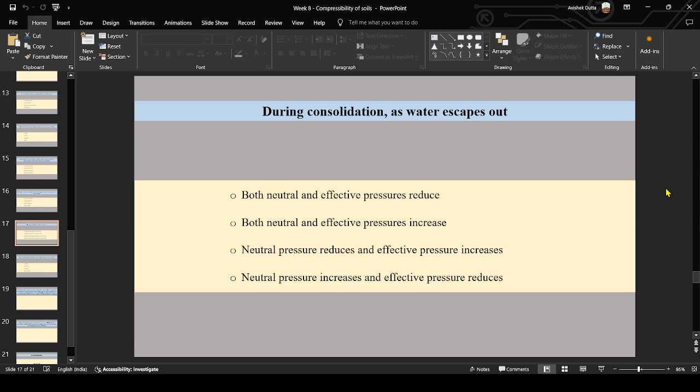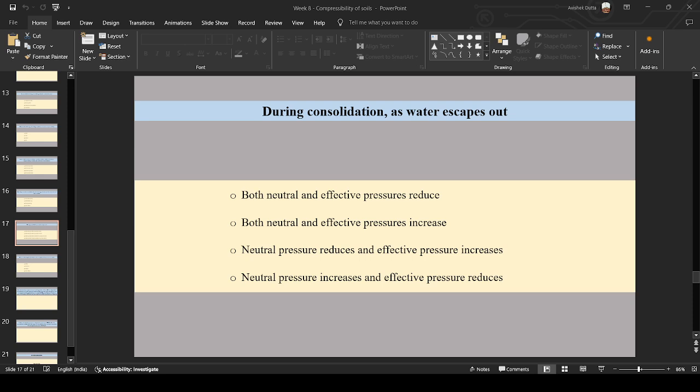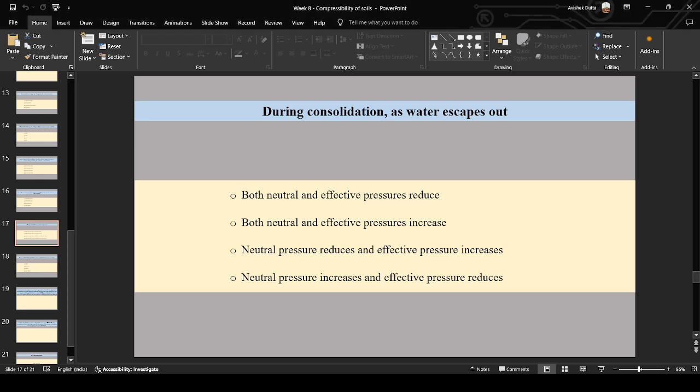I repeat the question. During consolidation, as water escapes out, both neutral and effective pressures reduce, both neutral and effective pressures increase, neutral pressure reduces and effective pressure increases, neutral pressure increases and effective pressure reduces. Okay. Next question.